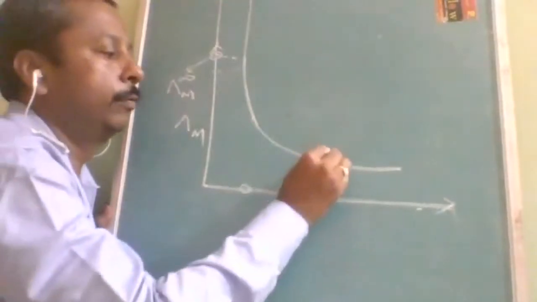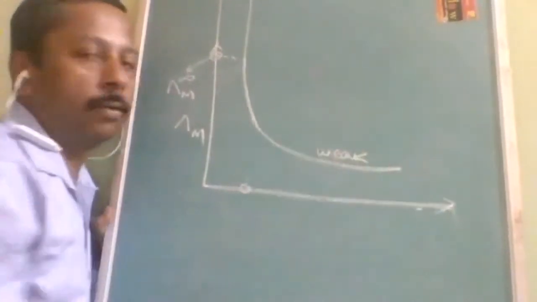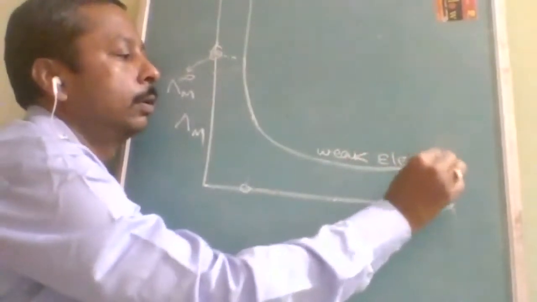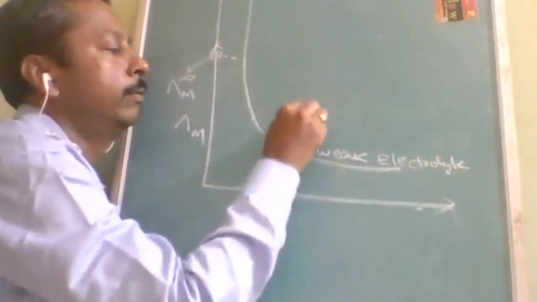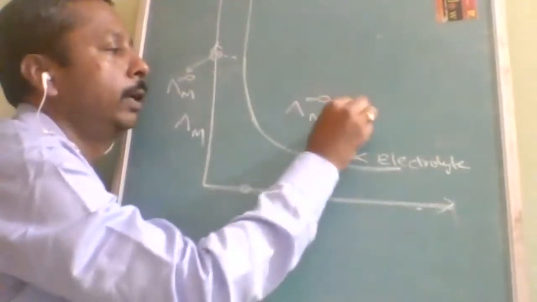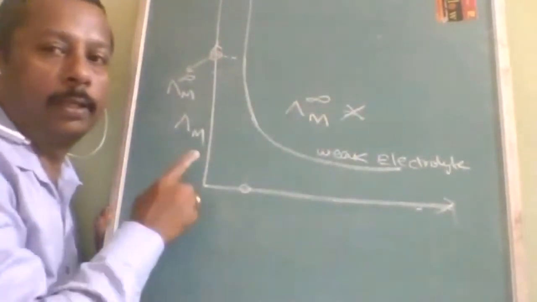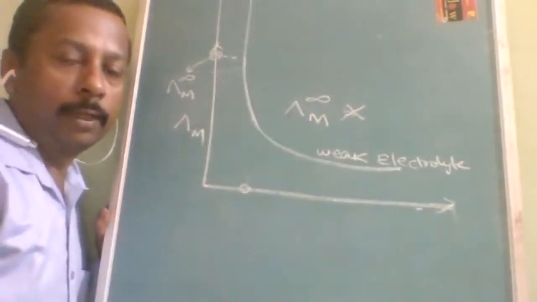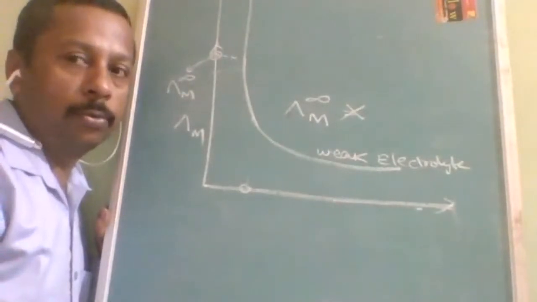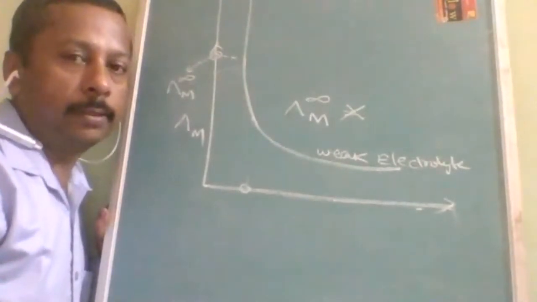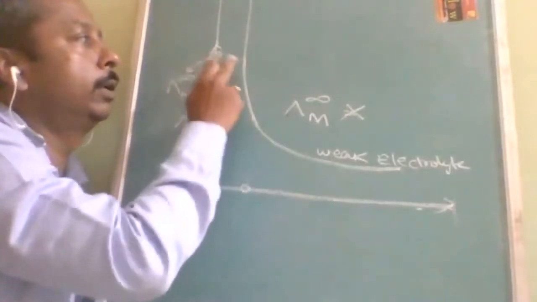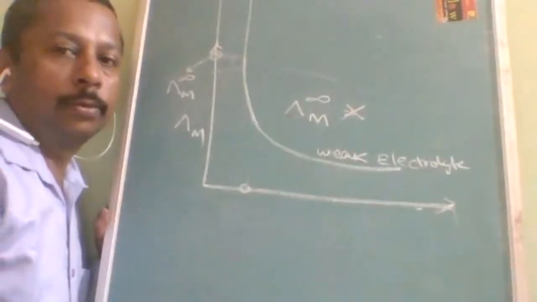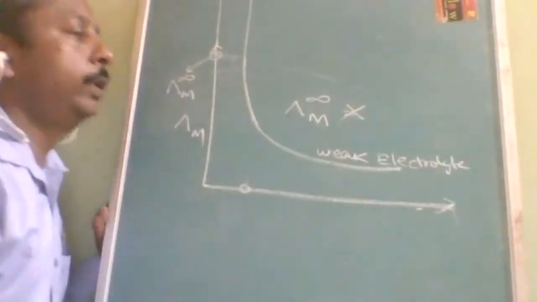So this is for which electrolyte? Weak electrolyte. For a weak electrolyte, can we find out molar conductivity at infinite dilution? It cannot be found by this method. By the extrapolation method, we cannot find it. Why? Because it is becoming parallel to which axis? The y-axis. Unless it intersects, we cannot get the value as we got it for the strong electrolyte. So this was the problem with the weak electrolyte.